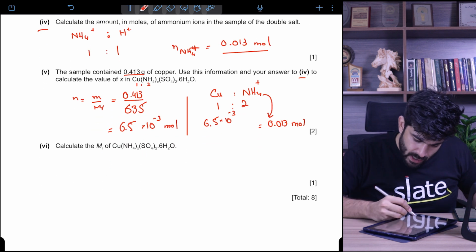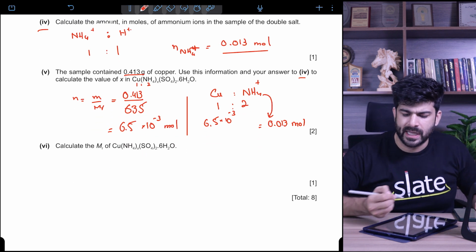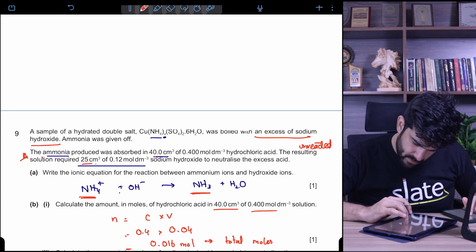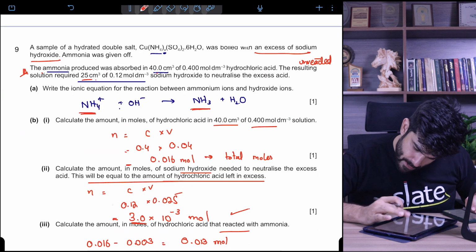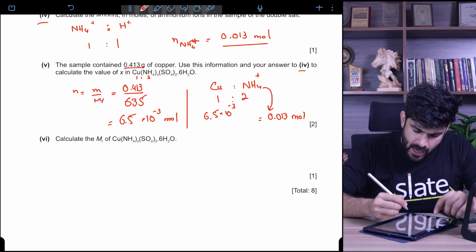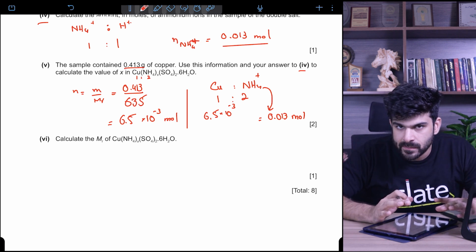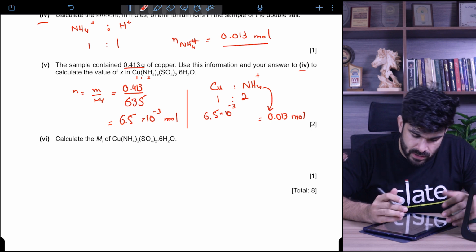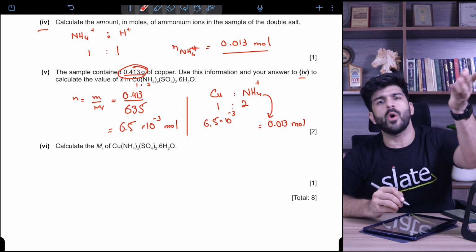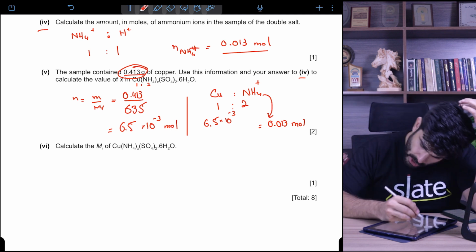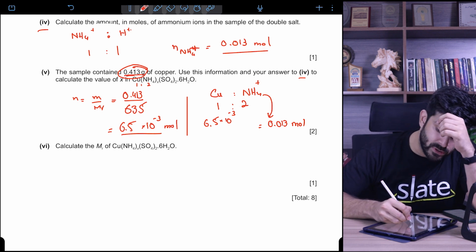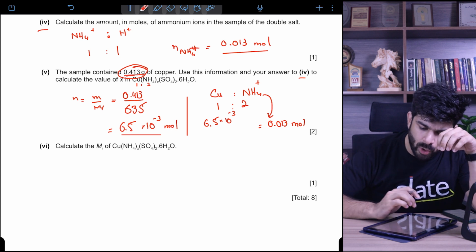Last step. Calculate the MR of this whole compound. कैसे होगा? If you look at this, the start. So इसको निकालने का तरीका इसमें ये होगा कि हमारे पास पूरे कंपाउंड का तो मास नहीं है. That is something we don't have with us. But हमारे पास उसमें सिर्फ कॉपर का है. And 1 mole of copper means 1 mole of the compound. So अगर कॉपर का ये मास है, उसने हमें बताया कॉपर के मोल्स. So these are the moles of copper.